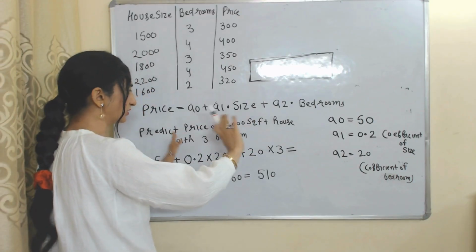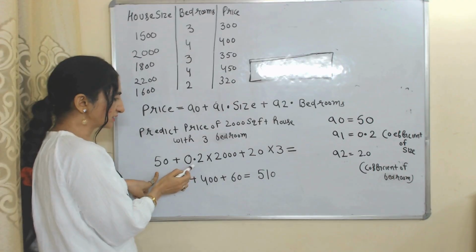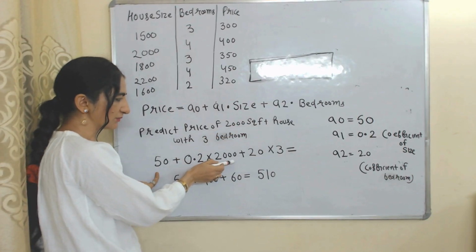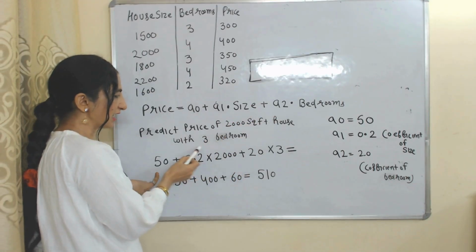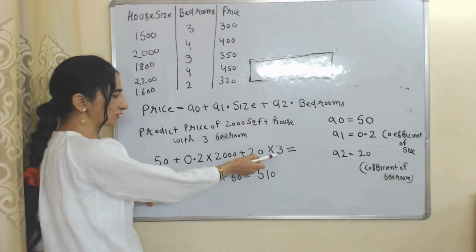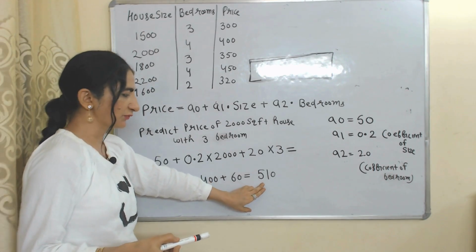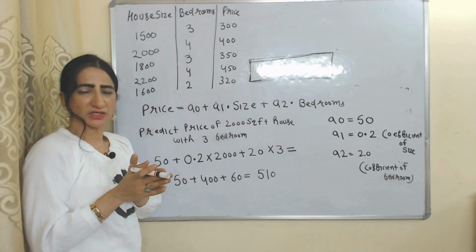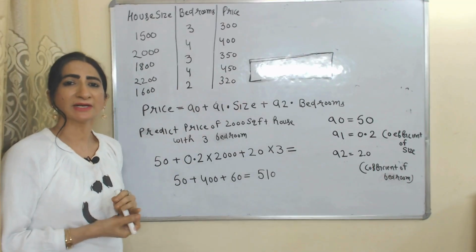Now we will put all these values in this formula. The value of A0 is 50, the value of A1 is 0.2, and we have to predict the price of a house whose size is 2000 square feet, so here we put 2000. The value of A2 is 20, and we have to predict the price with 3 bedrooms, so here we put 3. When we solve this, it will become equal to 510. So in this way, by using a multiple linear regression model, we can predict the value of a dependent variable based on multiple independent variables.